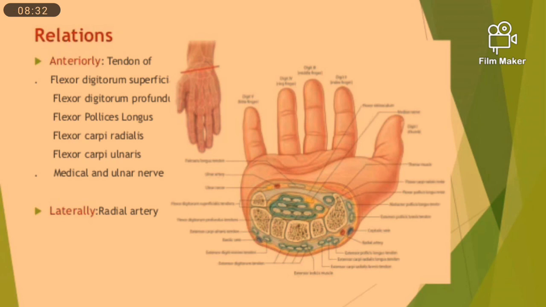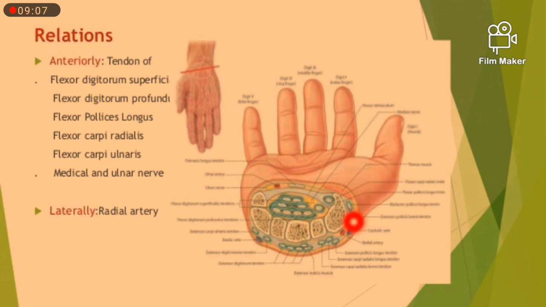This is a section at this level. If you cut the hand at this level, this is the view where you can see all the carpal bones, ligaments and the structures passing through. The relations anteriorly are the tendons of flexor digitorum superficialis, flexor digitorum profundus, flexor pollicis longus, flexor carpi radialis, flexor carpi ulnaris, the median and ulnar nerve, and laterally the radial artery.